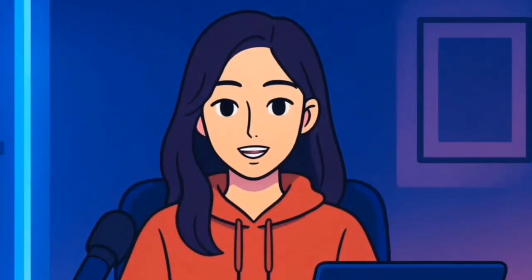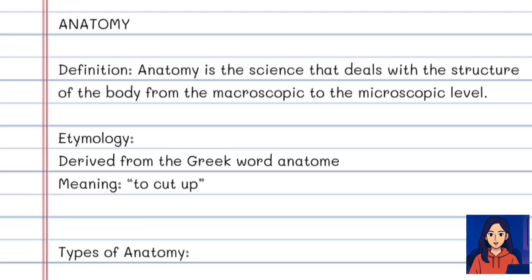Let's discuss what anatomy actually means. Anatomy is defined as the science that deals with the structure of the human body, ranging from what we can observe with the naked eye to what can only be seen under a microscope. The term anatomy comes from the Greek word anatome, which means to cut up, a reference to dissection, which is the traditional method of studying internal body structures.